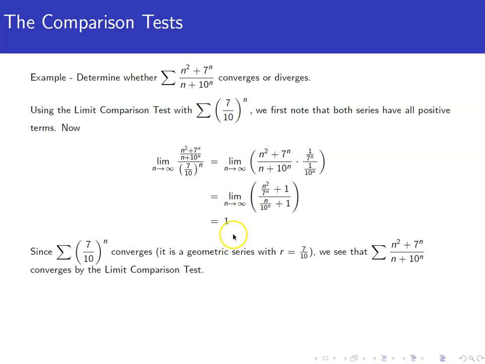We know that the series 7/10 to the n converges because it's a geometric series with a ratio of 7/10. So since that series converged and the limit turned out to be non-zero and existed, the series that we're looking at also converges.